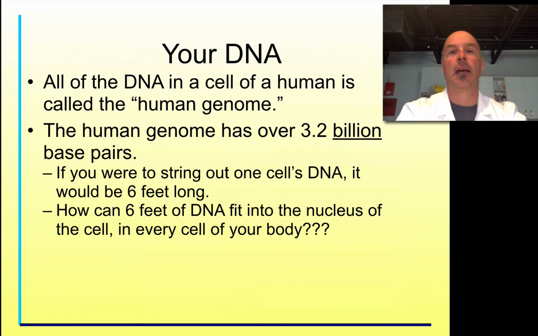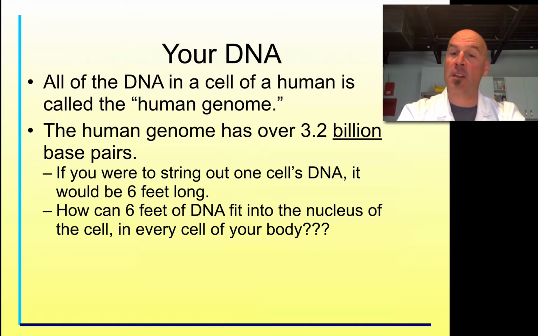All right, your DNA. This is crazy. So all the DNA in a cell of a human is called the human genome. We've discussed the Human Genome Project, where they've mapped humanity's DNA. So anyway, the human genome has over 3.2 billion base pairs. So this is the crazy part.